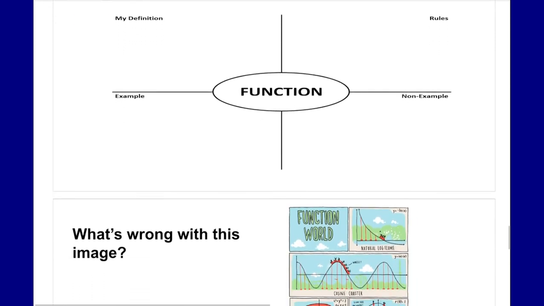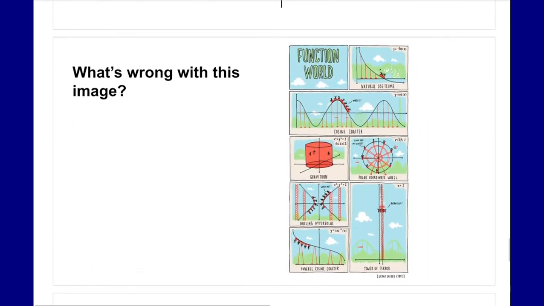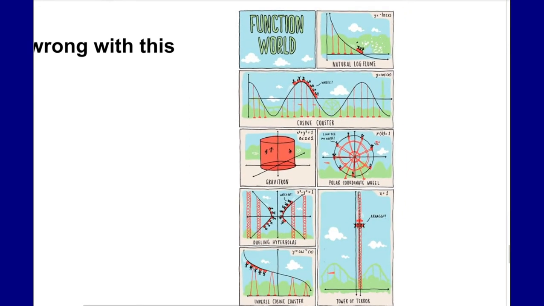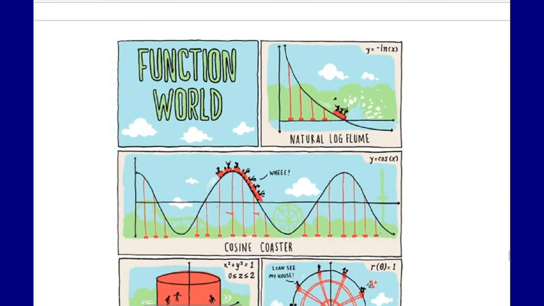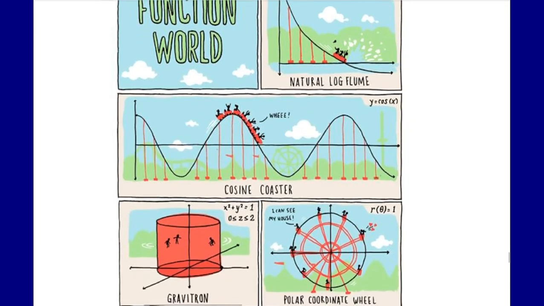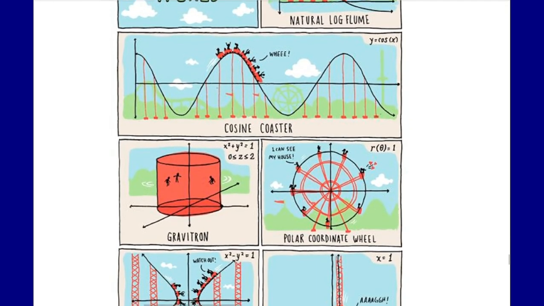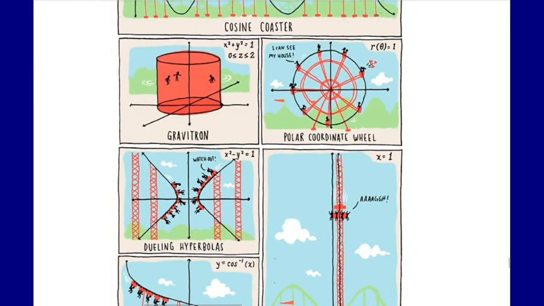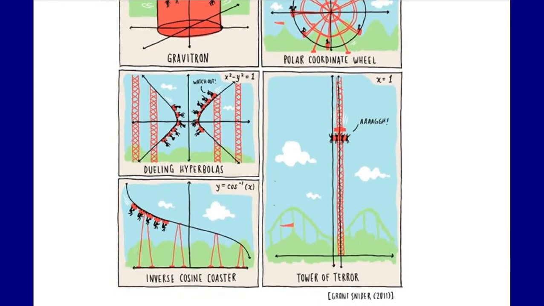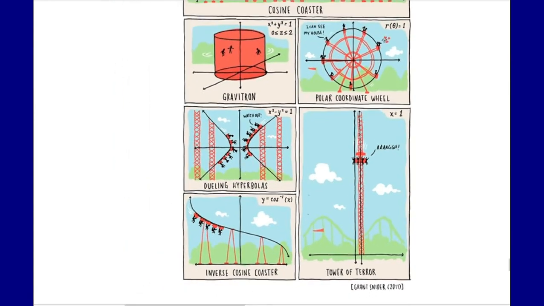And then finally, what is wrong with this image? Obviously it's a cartoon, but let me zoom in. It's a cartoon of a math amusement park called Function World. We have our natural log flume, we have our cosine coaster, gravitron, polar coordinate wheel, dueling hyperbolas, Tower of Terror, inverse cosine coaster. What's wrong with this image?